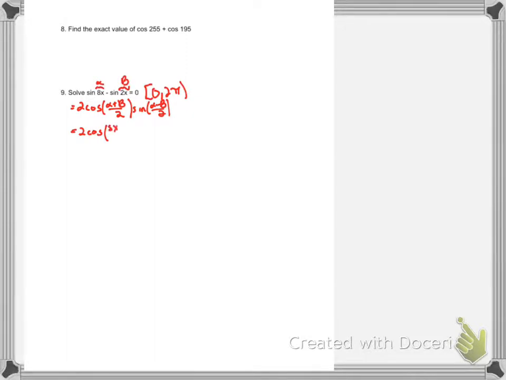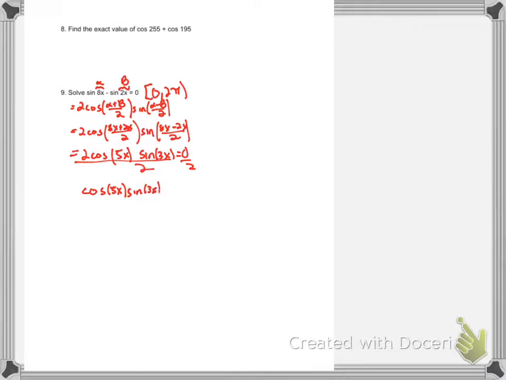Okay, so that gives me 2 cosine, and then this is your alpha, this is your beta. So 8x plus 2x divided by 2, and then we have sine of 8x minus 2x divided by 2, which I can rewrite as 2 cosine of 8 plus 2 is 10 divided by 2 is 5x, and over here we have sine of 8x minus 2x is 6x divided by 2 is 3x equals 0. I can divide each side by 2 to get the coefficient away, so I'm left with cosine of 5x times sine of 3x equals 0.